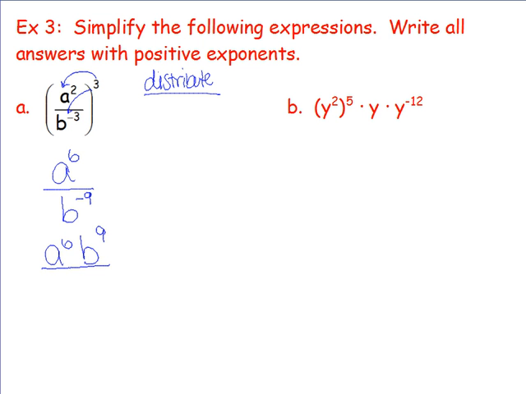And then the last question is, now that everybody's happy, did you combine all like terms? And the answer to that is yes.